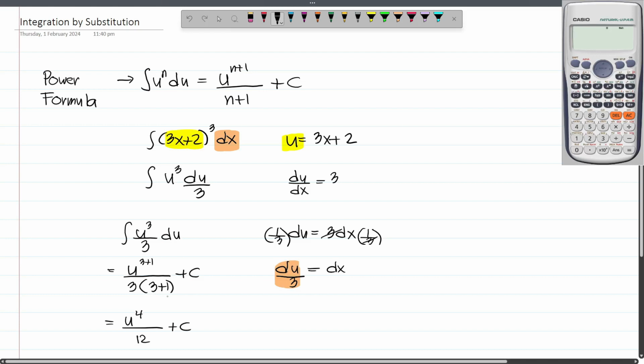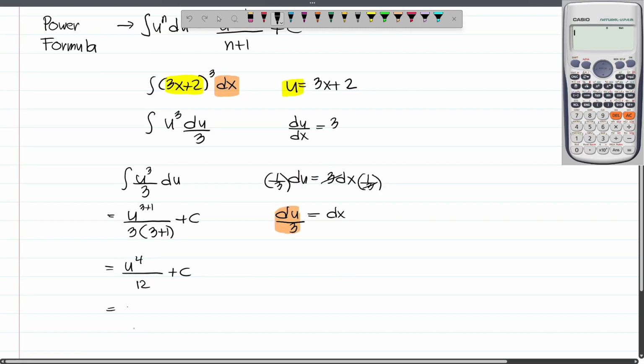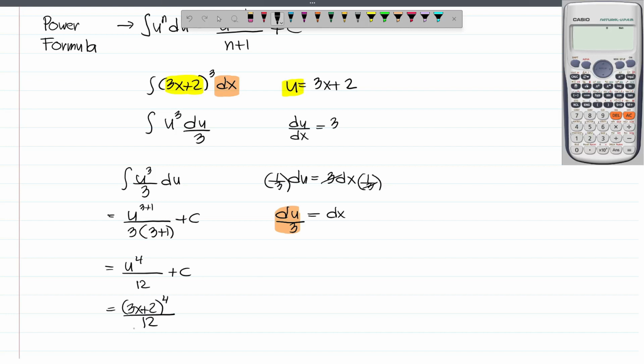Now, since we have a variable u, we will substitute this back. Changing back our u, this will become (3x plus 2) to the 4th, divided by 12, plus C. And so this will be our final answer.